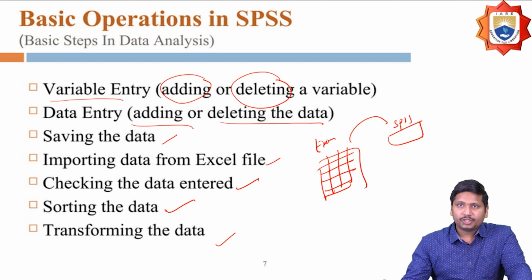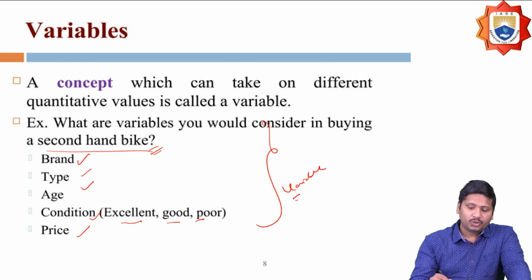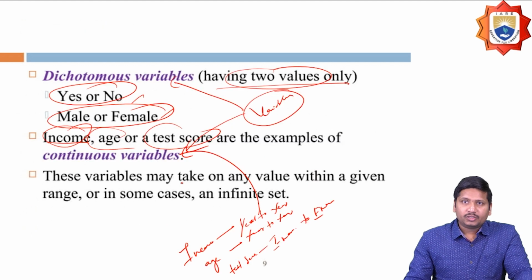So some of the basic operations I can perform in SPSS are variable entry, data entry, saving the data, importing the data from Excel, checking the data, sorting the data, and transforming the data. A variable is a concept that takes different quantitative values. Suppose I take an example, the data values I can take are brand, type, age, condition, price, and so on, so that we can define the variables from that.